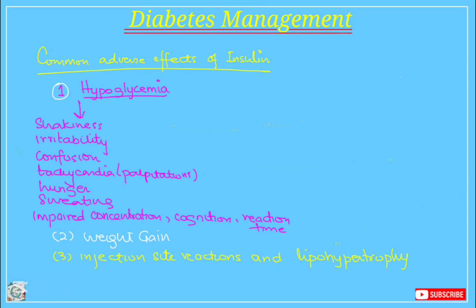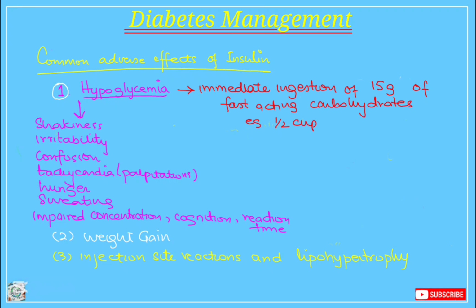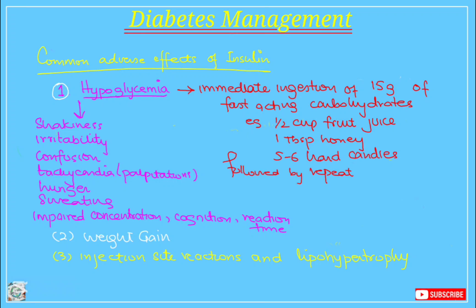Let's talk about how to manage these adverse effects if they occur. For managing hypoglycemia, if the blood sugar level is low, immediately consume 15 grams of fast-acting carbohydrates such as half a cup of fruit juice, 1 tablespoon of honey, or a few hard candies. Recheck the blood sugar in 15 minutes. If it's still low, then repeat the process.